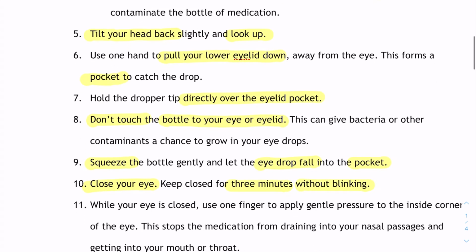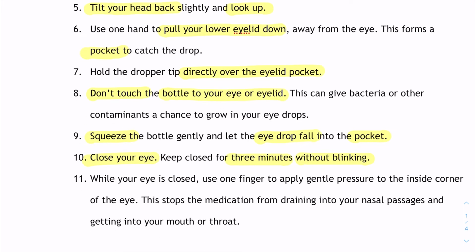So, following that, a very important step is while you are closing your eyes, make sure that one finger is applying gentle pressure to the inner corner of the eye, so that by application of gentle pressure to the inside corner of the eye, we stop the medication from draining into the nasal passage and getting into your mouth or throat. So please remember, you need to apply a gentle pressure using one finger to the inside corner of the eye, so that you stop the medication draining into your nasal passage and getting into your mouth or throat.